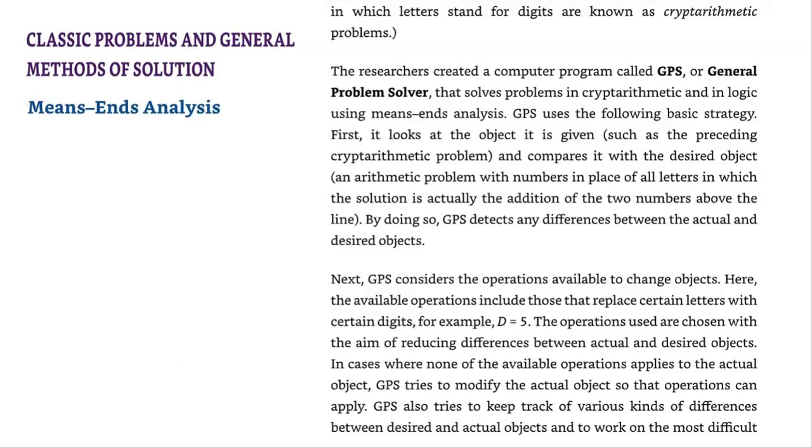But the logic ultimately is a means-end analysis. So this general problem solver uses the following basic strategy. First, it looks at the object as given, like these names, and compares it with the desired object, such as an arithmetic problem with numbers in place of letters. And then it considers the operations available to change those objects. The available operations include those that replace certain letters with digits, like D equals 5, and it ultimately arrives at an answer.